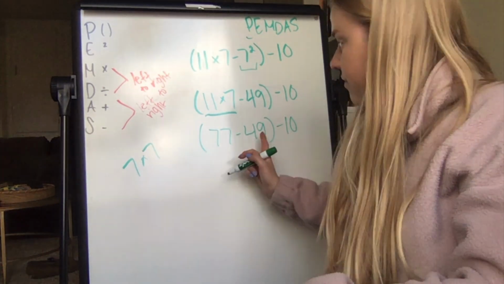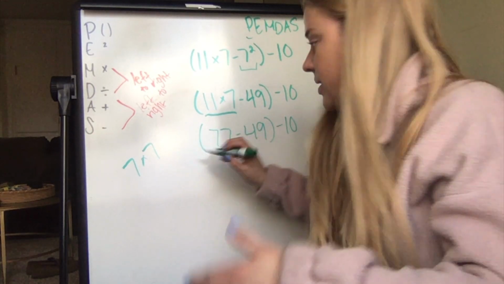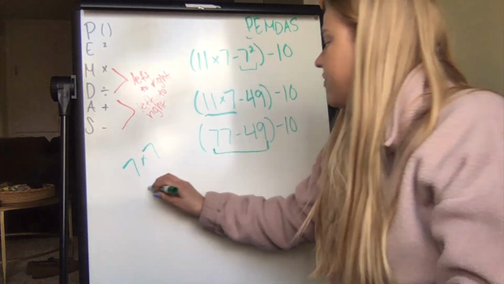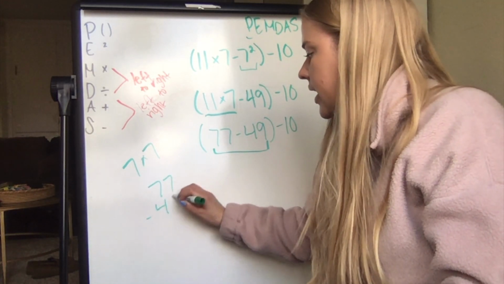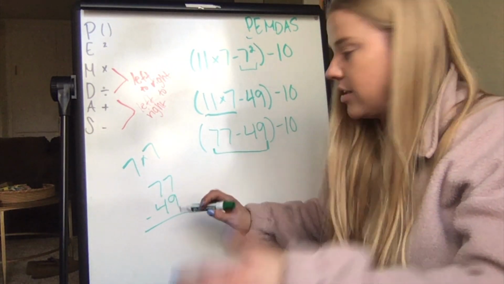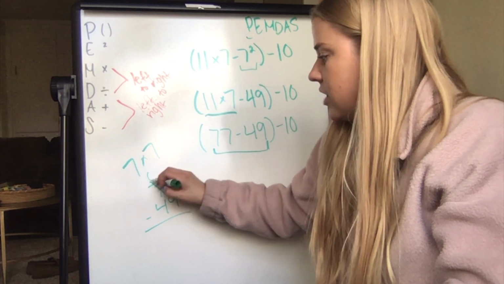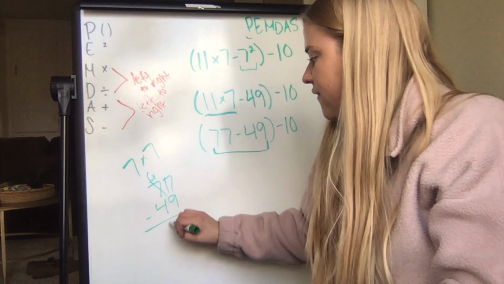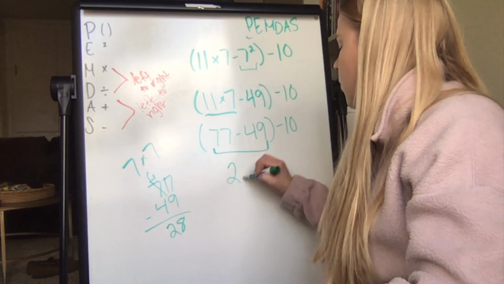Now, I still have something in my parentheses, which means that the last thing I have to solve is that subtraction, which was in my parentheses. So I have 77 minus 49. I'm going to actually just write that over to the side so that I can solve it. 7 minus 9, can't do that, so I have to borrow. 17 minus 9 is 8. 6 minus 4 is 2, so I have 28.